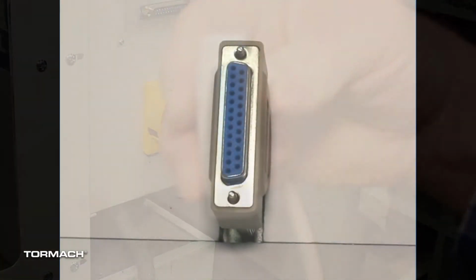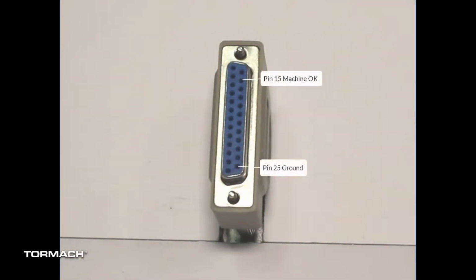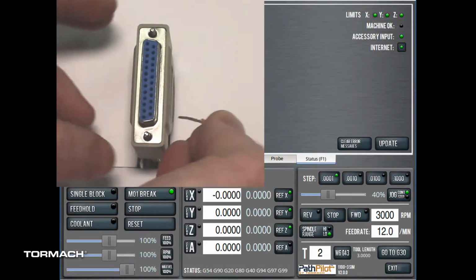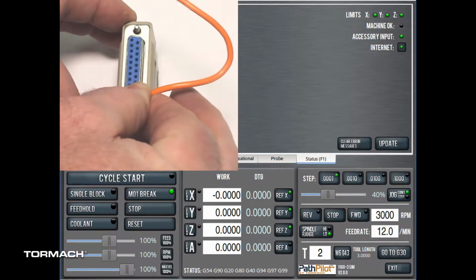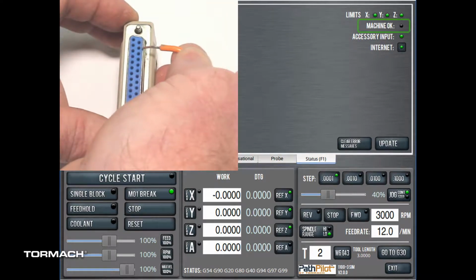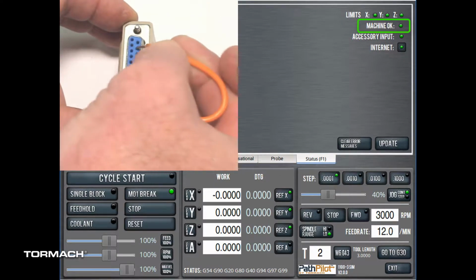Using a small jumper wire or metal paperclip, we can test machine OK by connecting pin 25 to pin 15. From the Path Pilot status page, the machine OK illuminator lights up.